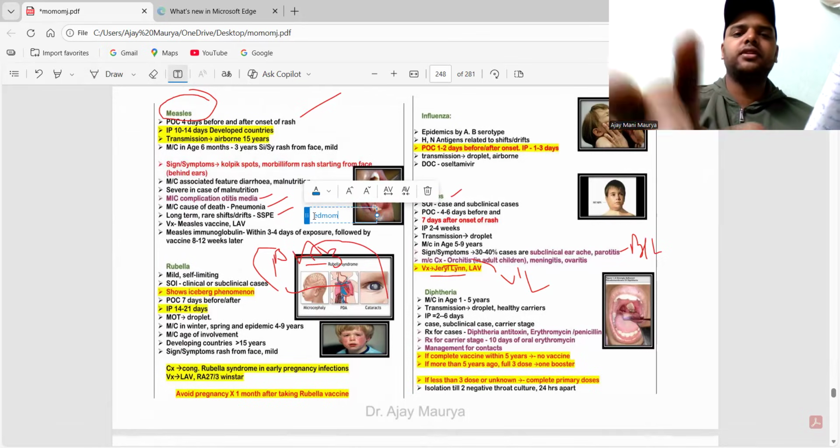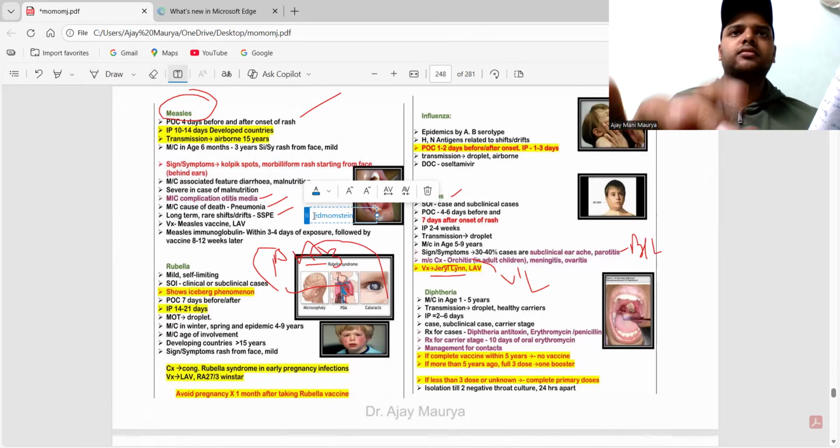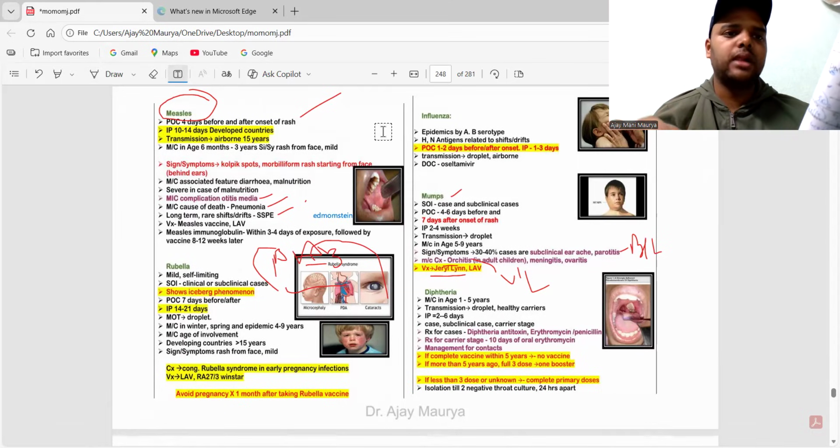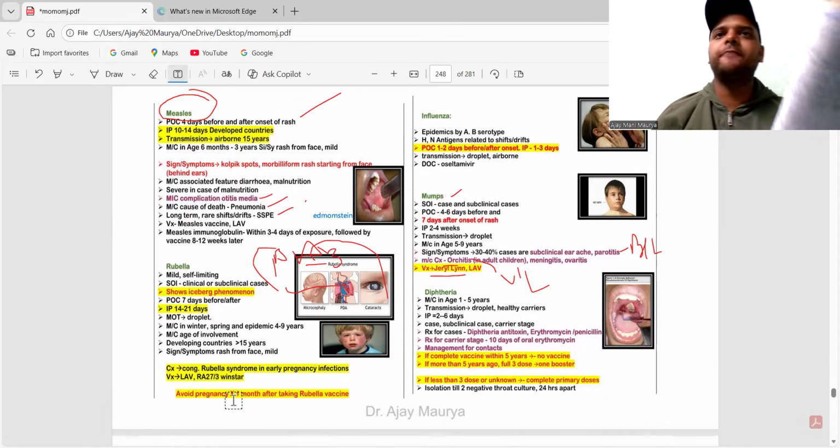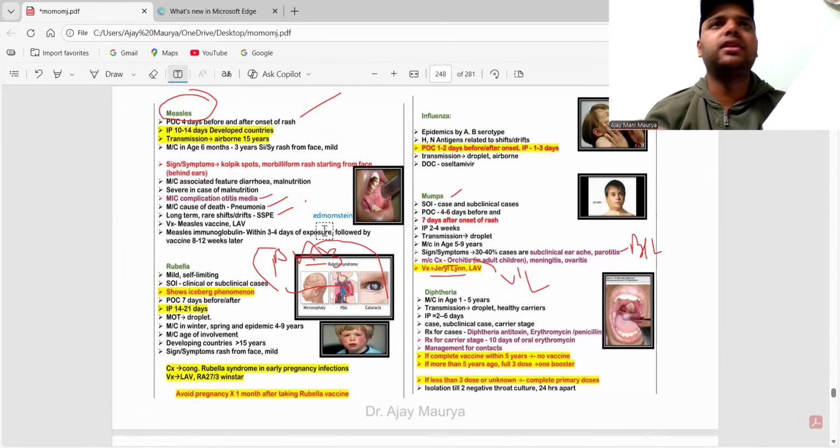I think everyone knows this one. Okay, Edmonston is this one. Done. For the rubella, what is the vaccine here? RA 27/3 strain. Okay? Done. So these are important. These are very important.